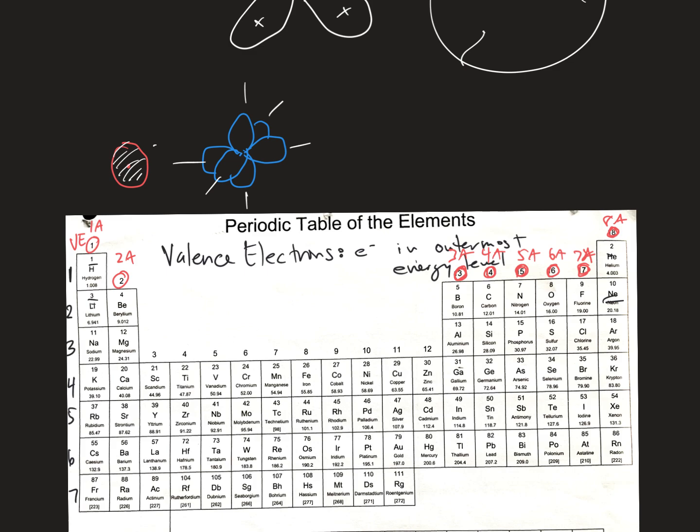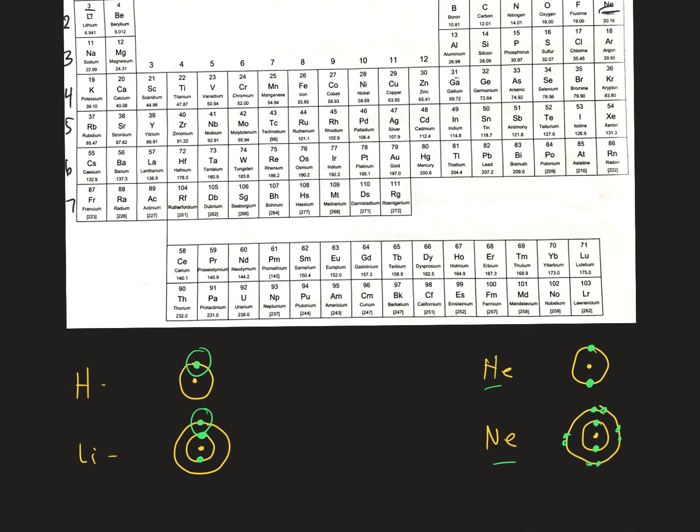But why is it in that same group as the noble gases? What's the same between this one and this one? They're full. Their valence shell is completely full. And that's what makes it stable. That's what makes it inert. You with me?